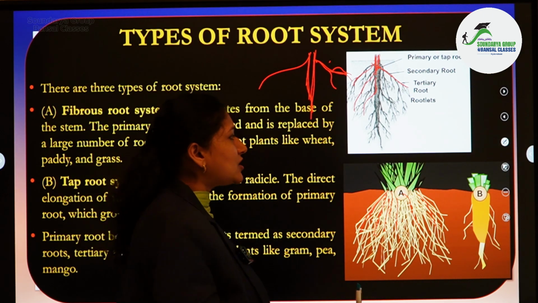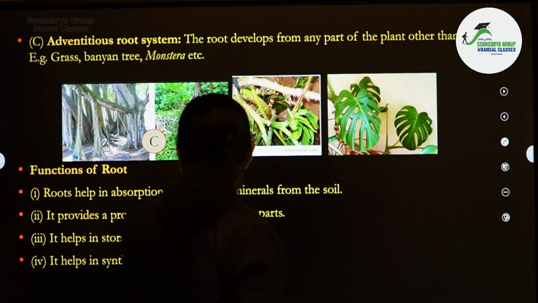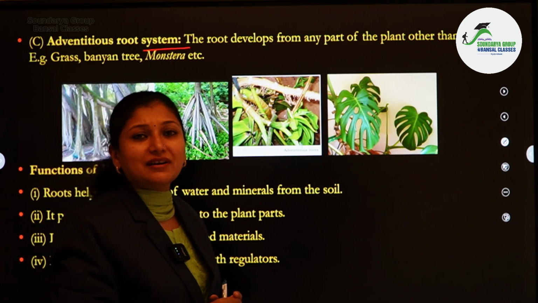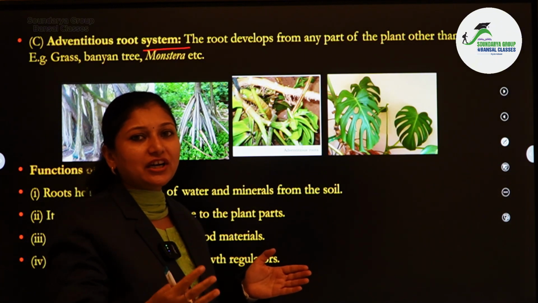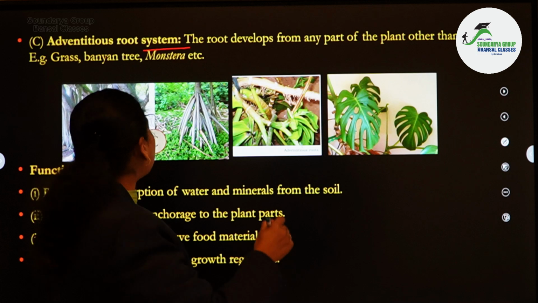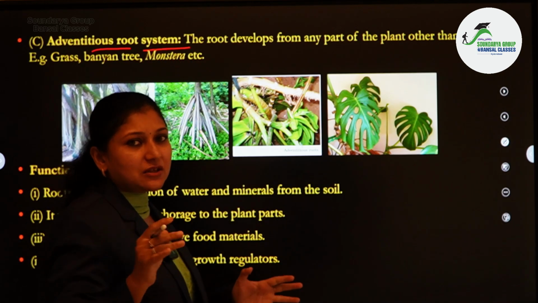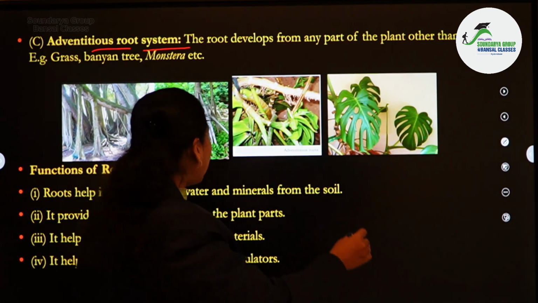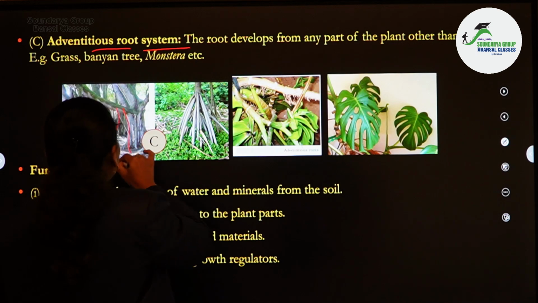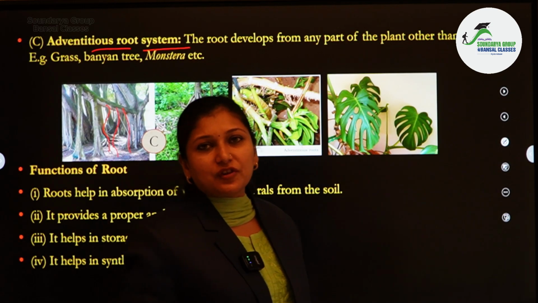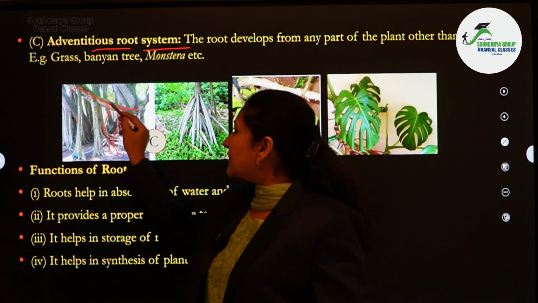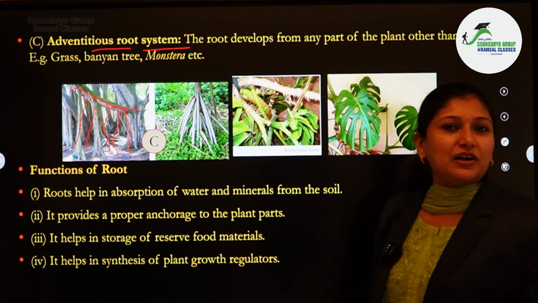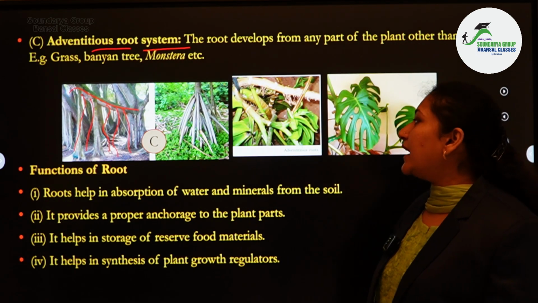We have one more root system, known as the adventitious root system. In the adventitious root system, roots do not develop from the radicle; whatever roots develop from parts other than the radicle are known as adventitious roots. In the banyan tree, roots develop from the branches like this. These roots develop from the branches of the stem, not from any part of the radicle. That's why they are known as adventitious roots.